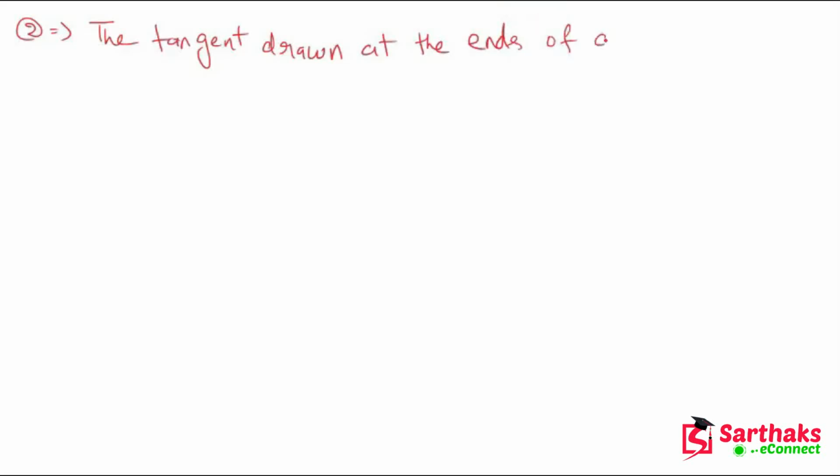The second property states that the tangents drawn at the ends of a diameter of a circle are parallel.